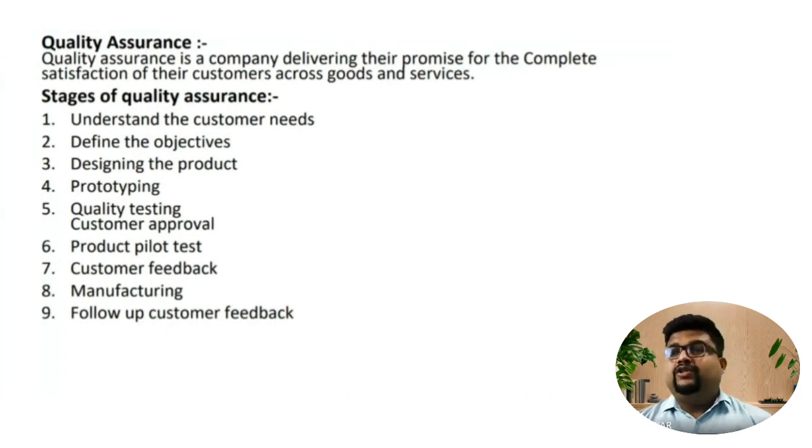then what are the objectives of that customer to use that material and that product, then how the product is being designed, how the prototyping of that particular quality of that particular product or material is being done, then quality testing and customer approval of that prototype is done, then product pilot test is being done. For example, we need to get that product ready for the mass customers, then what is the feedback of a customer, then manufacturing and then follow-up of the customer.